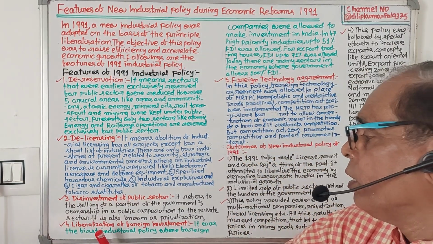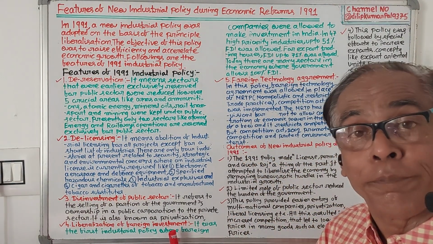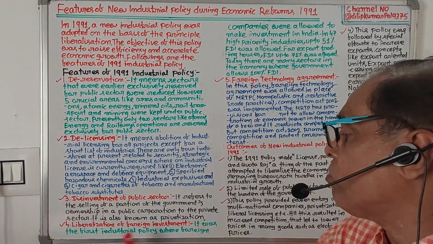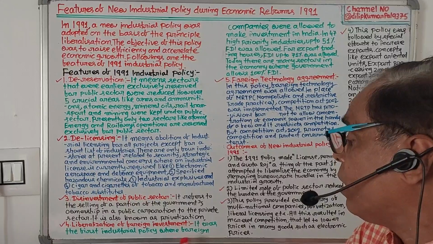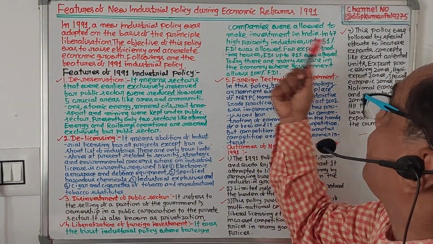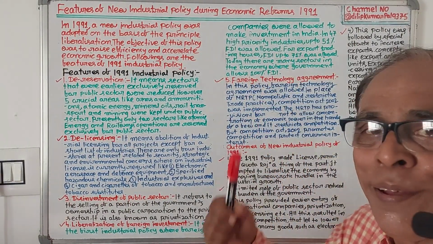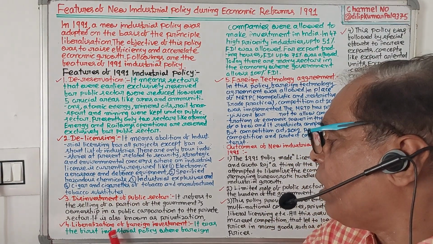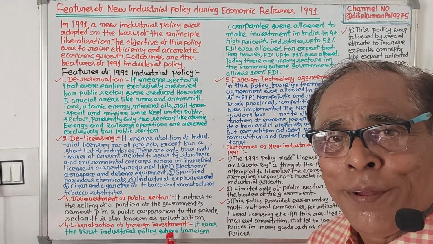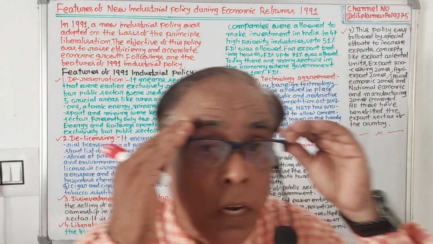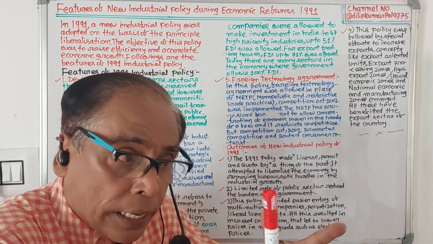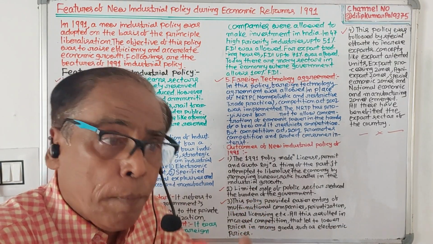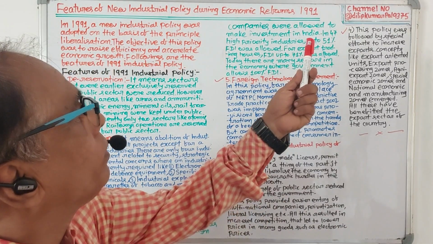Number 4, liberalization of foreign investment. It means it was the first industrial policy where foreign companies were allowed to make investment in India. Another feature of 1991 industrial policy is liberalization of foreign investment. In this policy, foreign companies were encouraged to make investment in India.